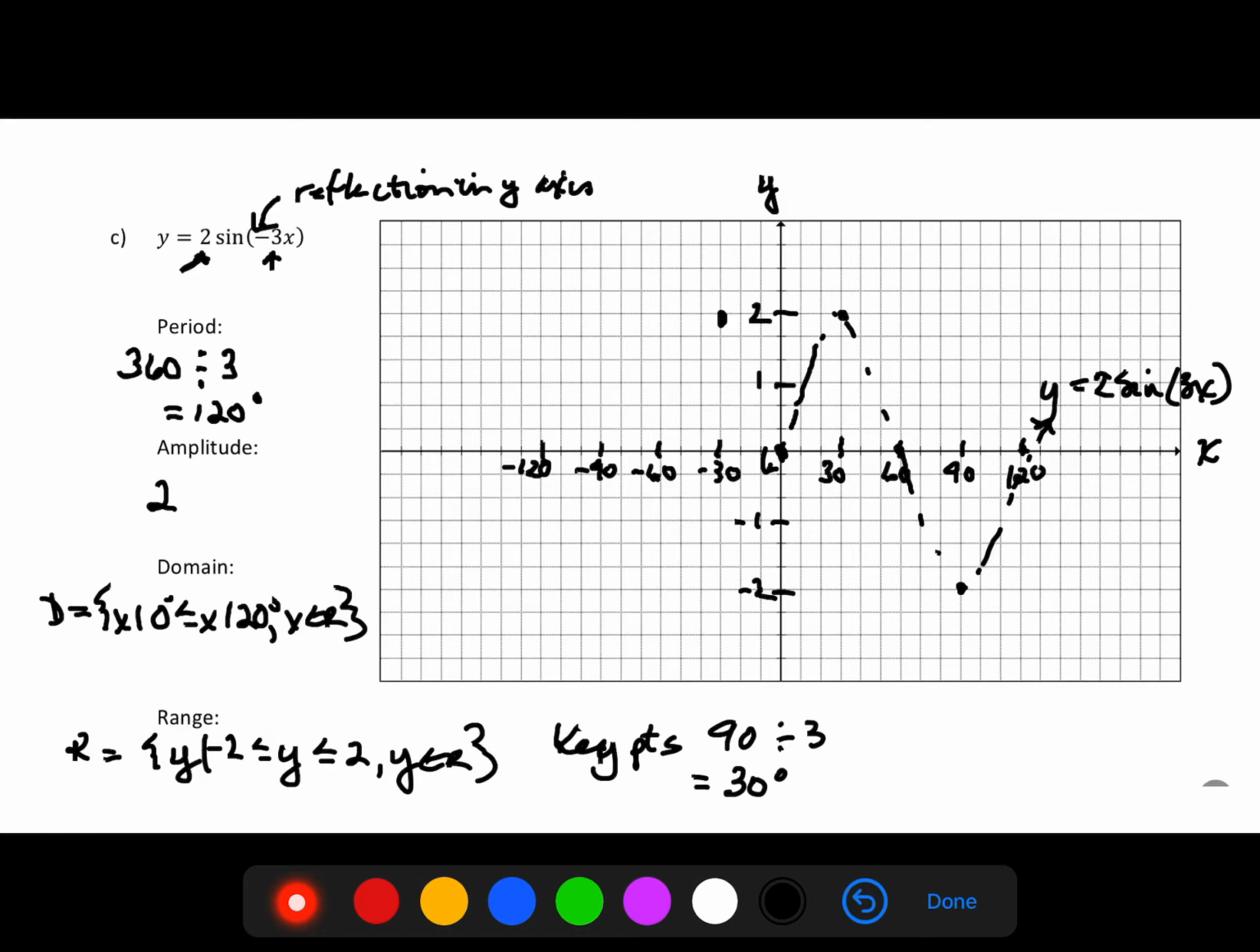Well, now reflection in the y-axis, because our y values are going to change, now this point moves over to the other side. And we notice as well that from here, we're following the same pattern, max, middle, min, middle, just the opposite direction. So instead of going to the right, we're going to the left because it's a reflection in the y-axis. So this is our graph of y equals 2 sine negative 3x.